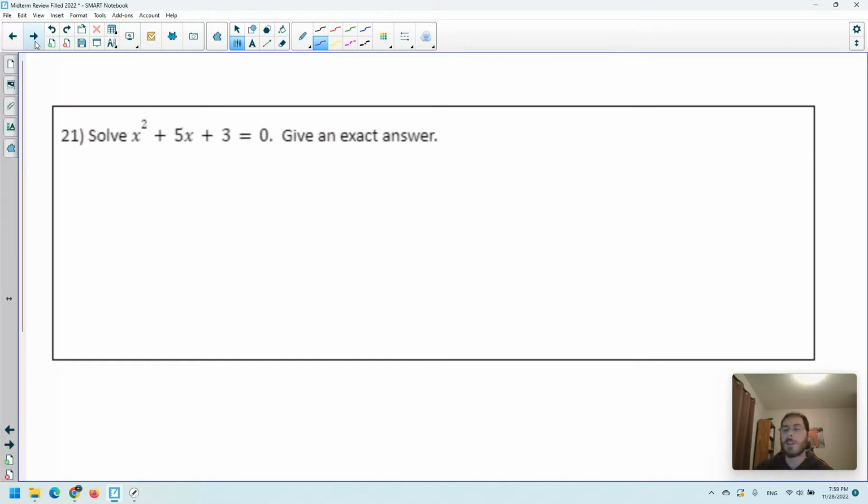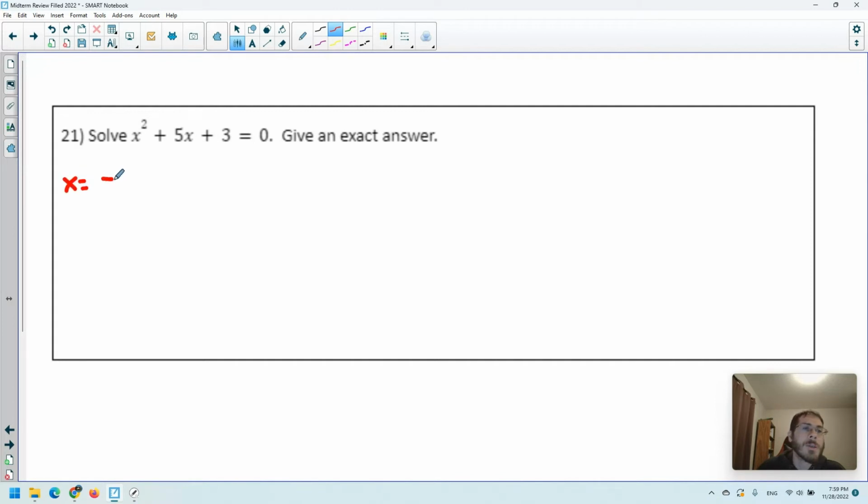21, we need to solve and give an exact answer, so we cannot graph this. Graphing will not work for an exact answer. So we've got a couple options. Factoring looks like it's out. I don't know anything that multiplies to 3 and adds up to 5. We could complete the square, but I wouldn't pick completing the square. 5 is an odd number. That seems like a disaster waiting to happen. So we're left with the quadratic formula, but we've done that a lot, and it always works.